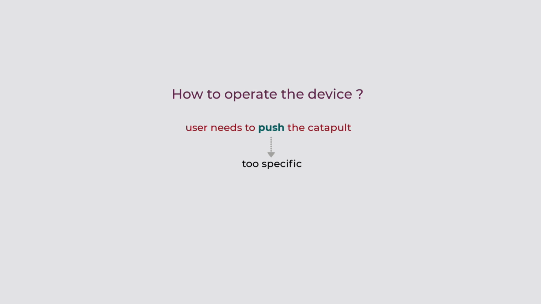instead. To avoid this limitation, we can use a more generic statement like, it can store mechanical energy from the user. This broader description accommodates both pulling and pushing actions, as long as the user provides the mechanical energy to operate the catapult.